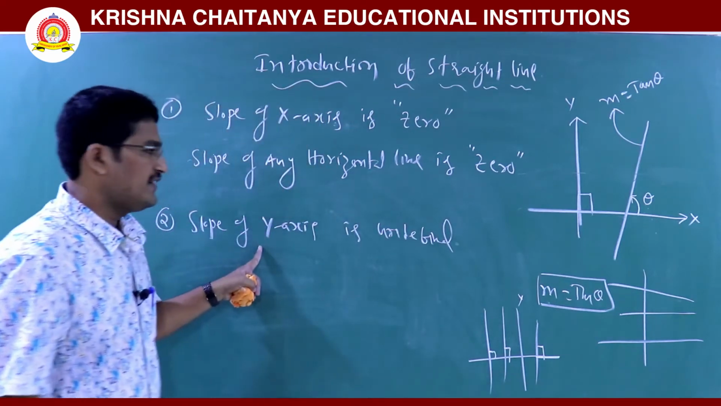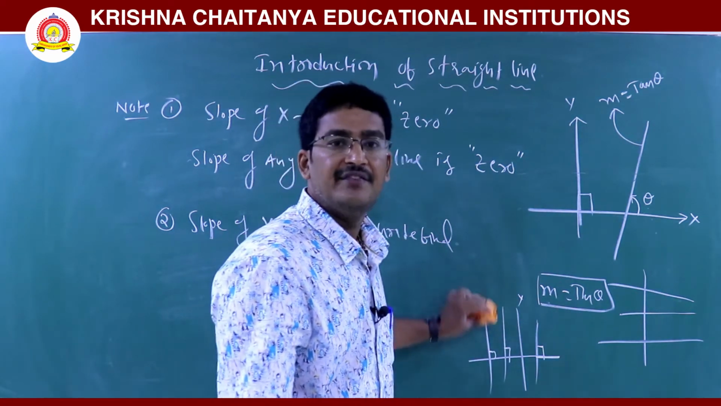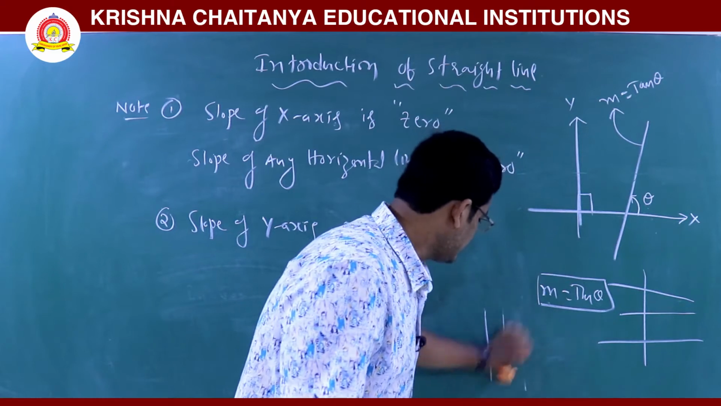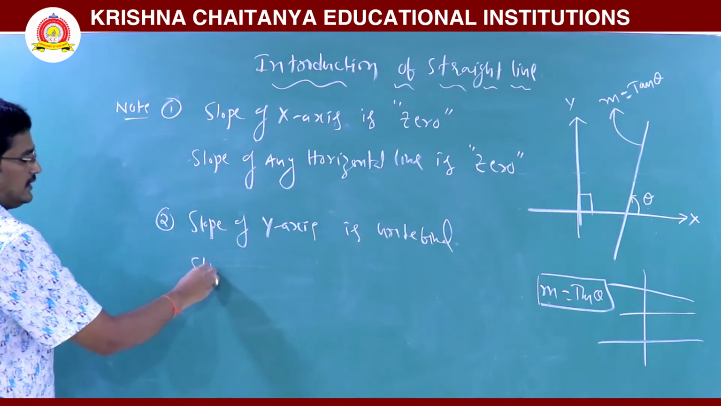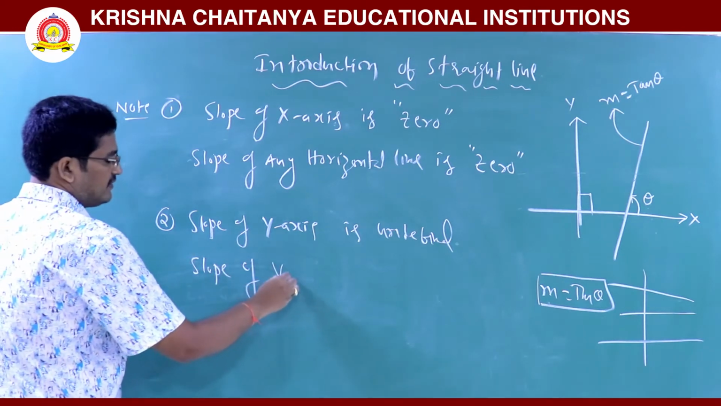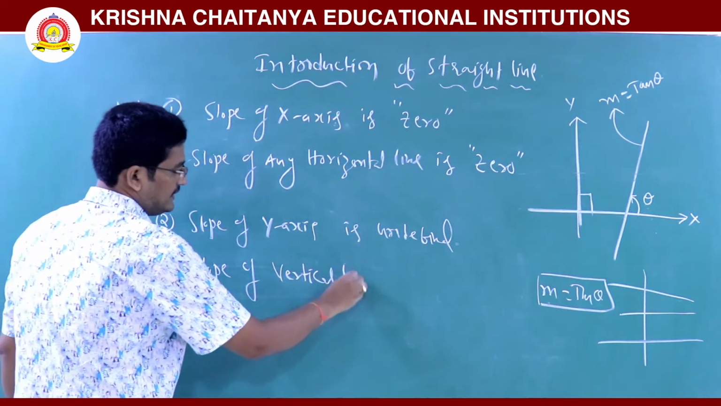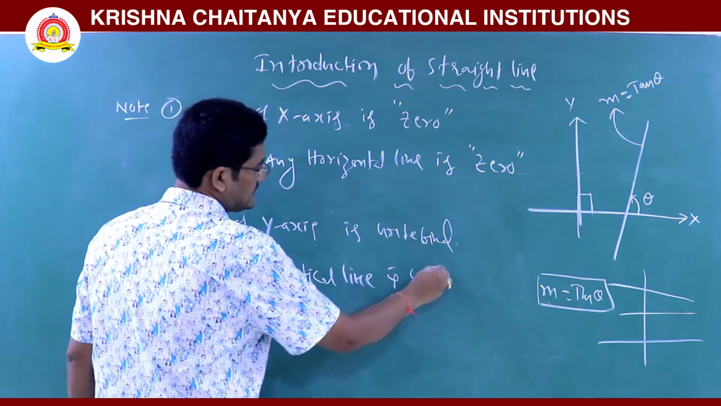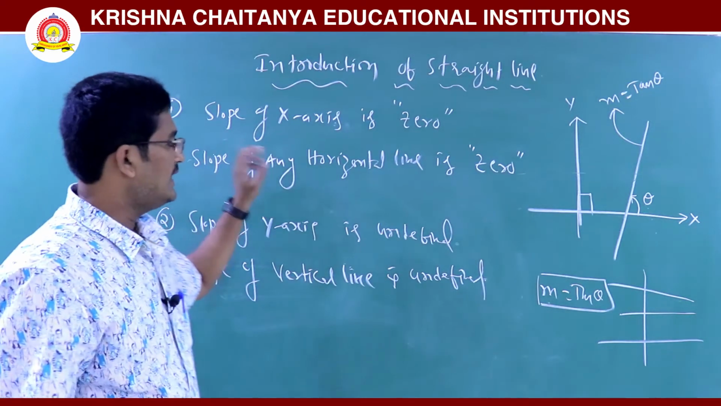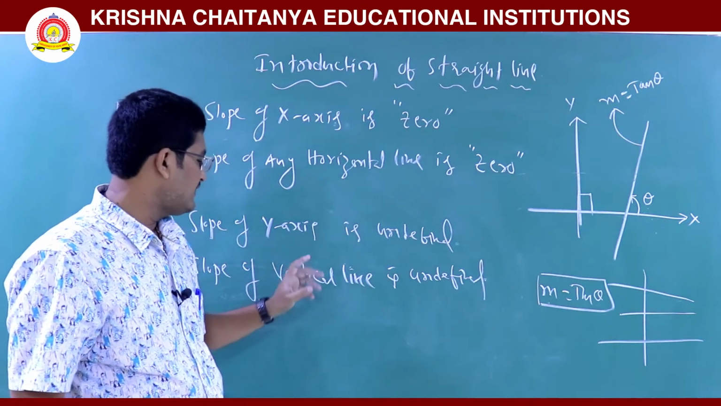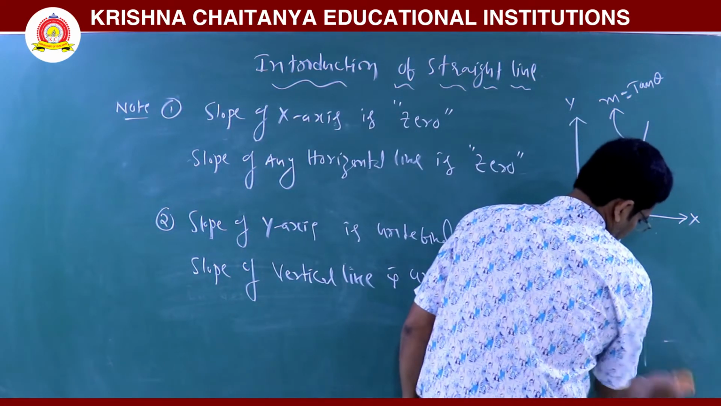So y-axis slope is undefined. Suppose you take any line parallel to y-axis, the slope of that line should also be undefined. So that is one more point. Okay, see here. Slope of y-axis is undefined and slope of any vertical line is also undefined. Okay, so x-axis slope is 0, horizontal line slope is 0, y-axis slope is undefined, vertical line slope is also undefined. Okay, next let us move to the next point.